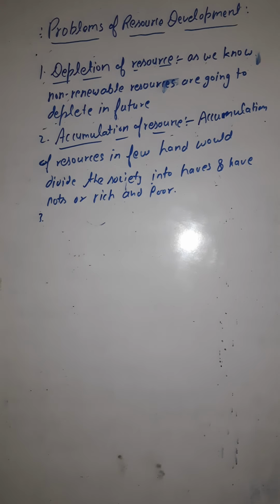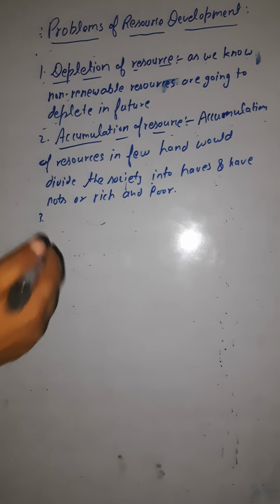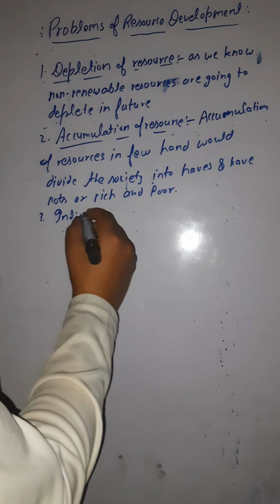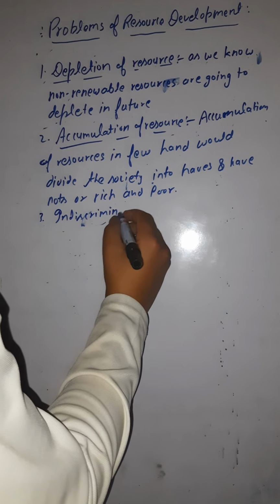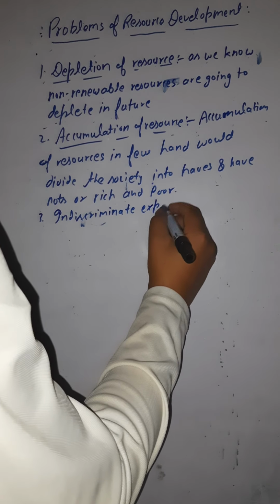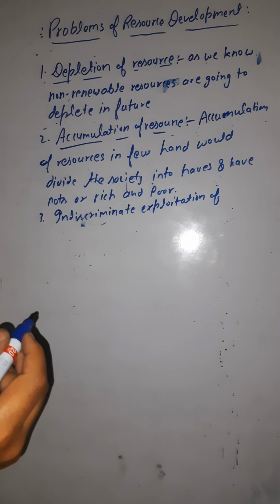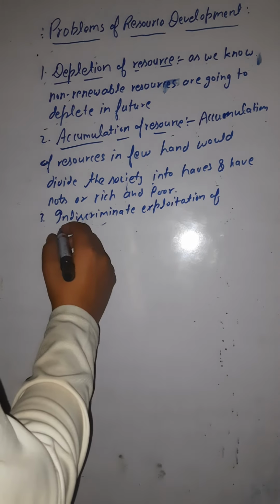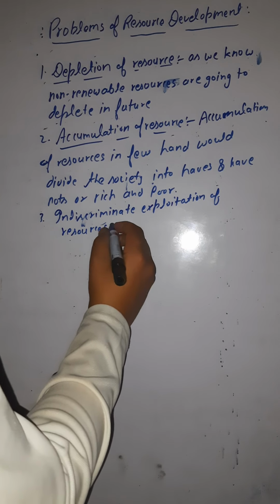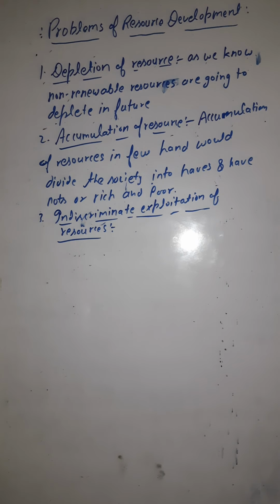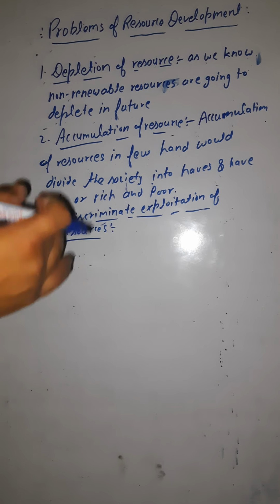And the next, that is again a major issue here, is indiscriminate exploitation of the resources. It means that if the resources are being utilized at a much higher extent than they should be, then it leads to some problems.